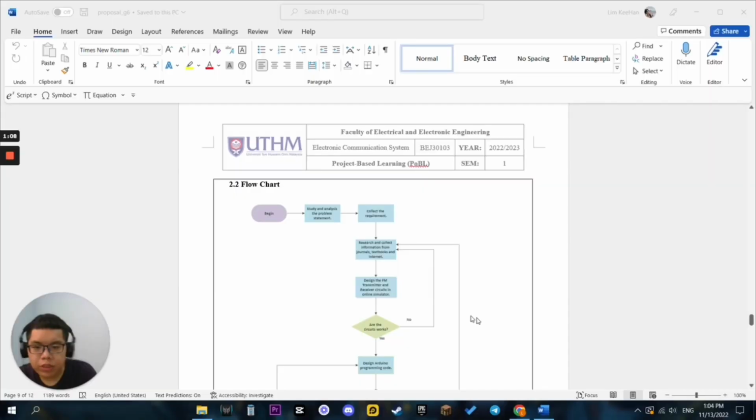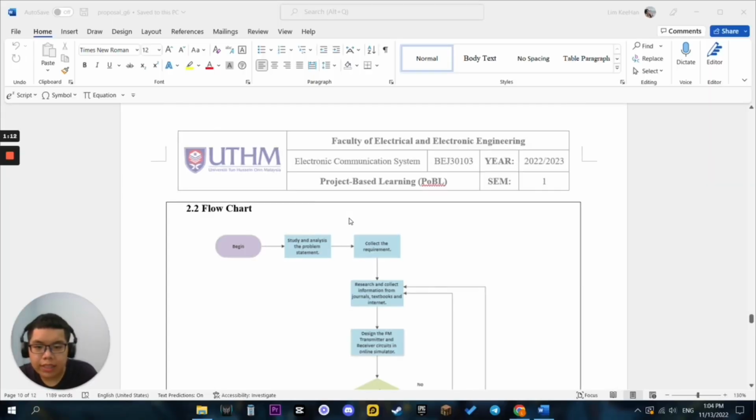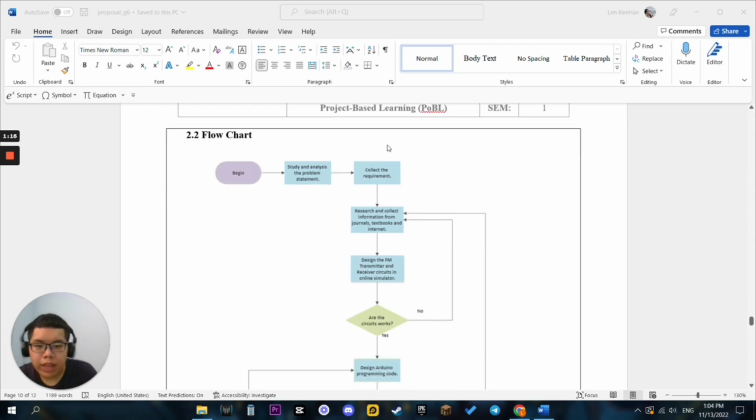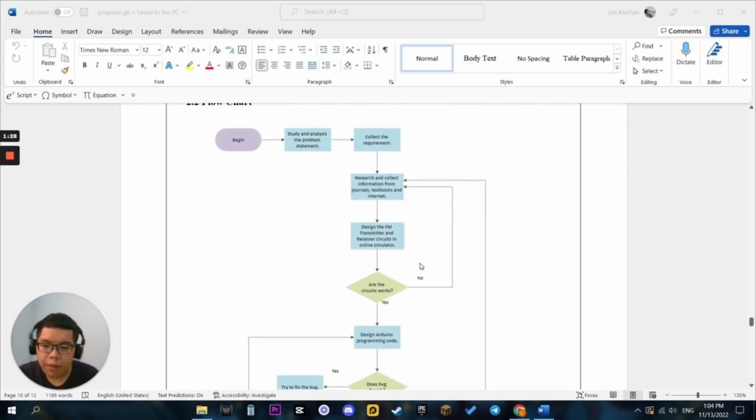Next, the flow chart of our project. In the beginning, we need to study and analyze the problem statement so that we can know the requirements. Followed by that, we need to do some research and collect information from journals, textbooks, or the internet. Then we can design the FM transmitter and receiver circuit using an online simulator.